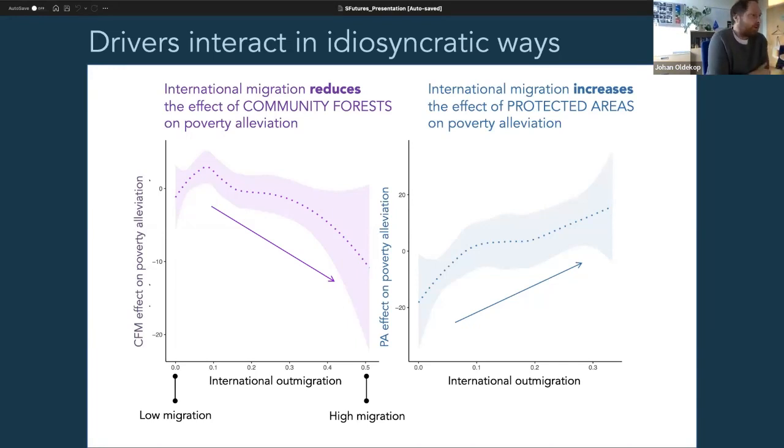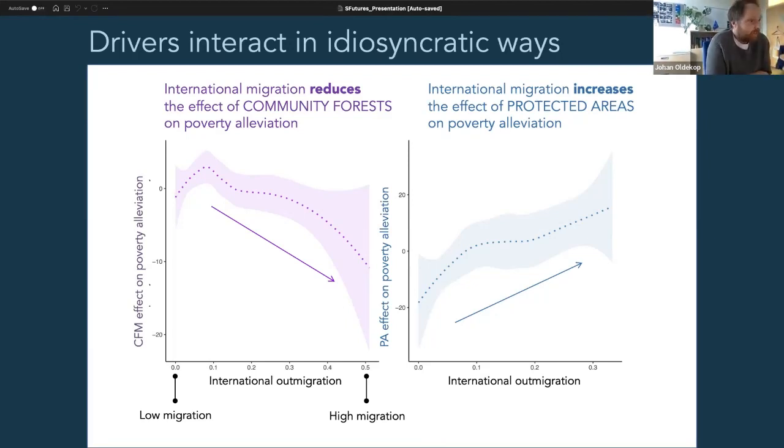And so I'm going to spend a minute just to explain these graphs. What we're trying to graph is that relationship between international outmigration and the effect of either community forests in purple or protected areas in blue. On the y-axis, you've got the community forestry effect on poverty alleviation and the protected area effect on poverty alleviation. And on the x-axis, you've got international migration as a scale, starting from low migration on the left to high migration on the right.